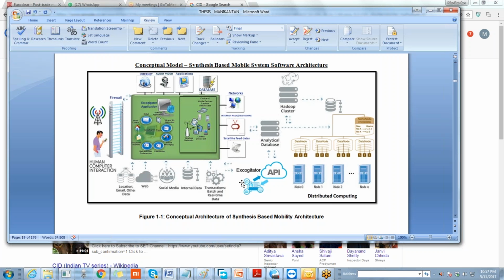Yes. Okay. So are you clear on this? What is a synthesis based mobile system architecture? What does it do in the big data? Which NLP algorithm did you use for conversion? Which NLP algorithm for converting voice to text? Is it the Microsoft SAPI algorithm that is used? SAPI, okay.